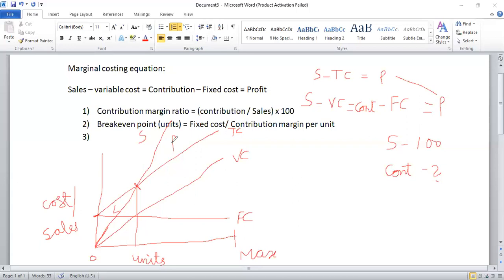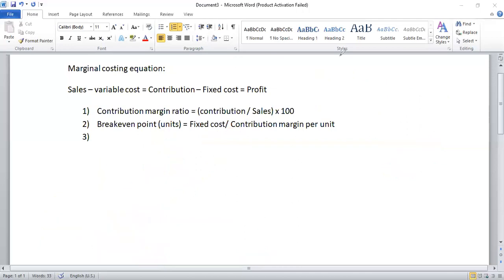Now, I'll erase the graph so you can concentrate on the formula. Now, why are we writing the equation format we have written, that break-even point in units is equal to fixed cost by contribution margin?